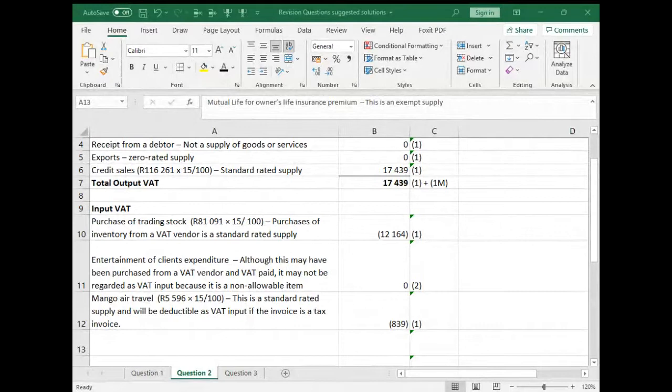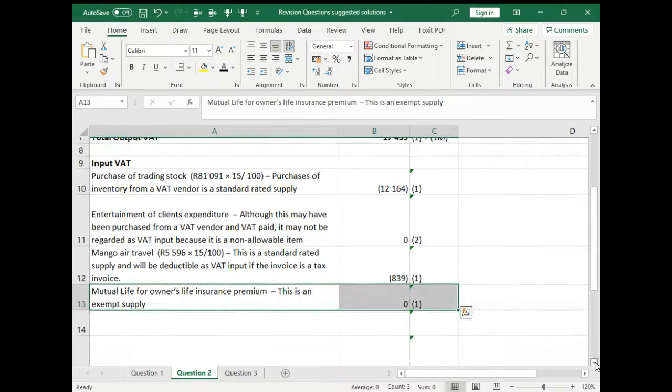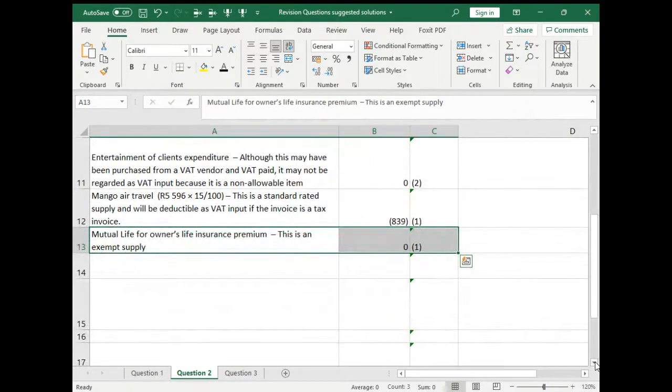Then the next one we had was Santam Life for our owners' life insurance premiums. Now, generally on life insurance, we are not allowed to claim the VAT because of the fact that it is an exempt supply. So it's specifically exempt from VAT.